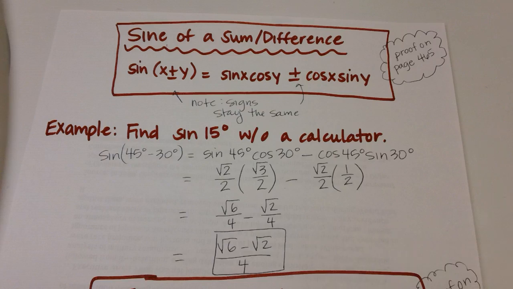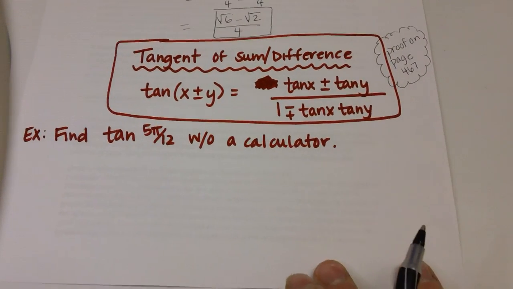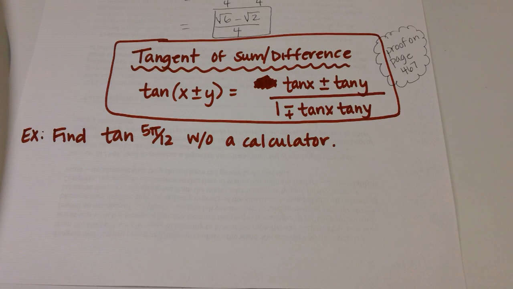Okay, our next identity is the tangent of a sum or difference. The proof for this is on page 467, and it basically says the tangent of x plus or minus y is equivalent to the tangent of x plus or minus the tangent of y, over 1 minus or plus the tangent of x times the tangent of y.